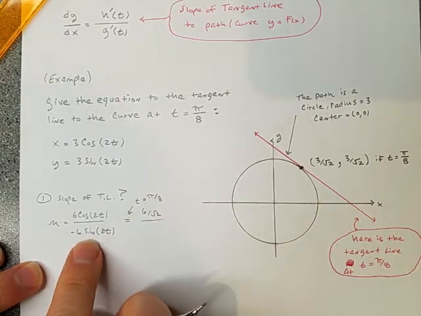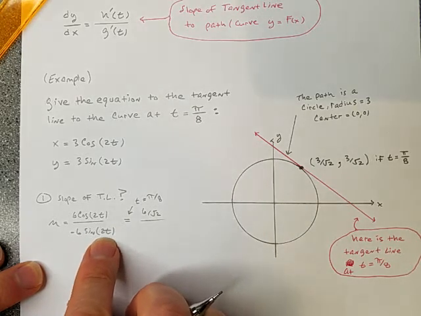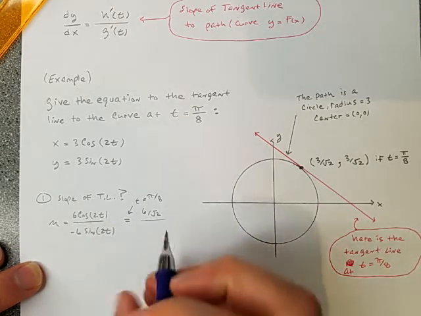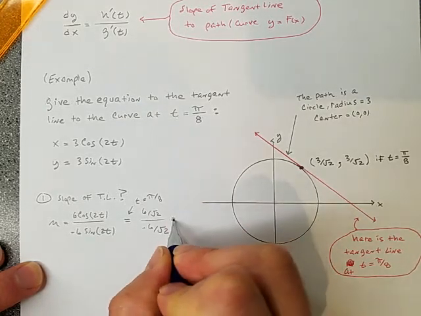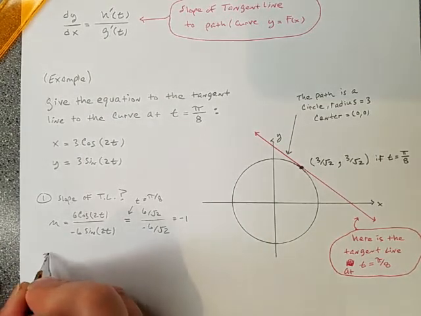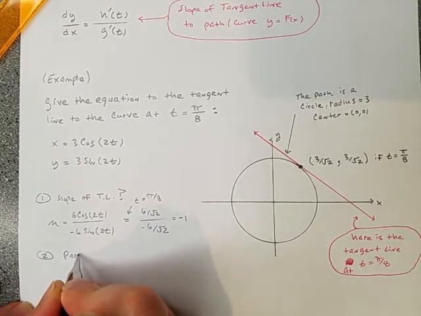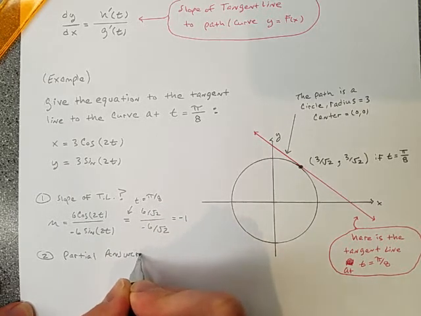And then down here, sine of, if I put pi over 8 in, that's going to be pi over 4. Sine of pi over 4 is 1 over root 2, so I'll get negative 6 over root 2. Okay, so while I did all that math, it turned out to be negative 1. All right, so now I have what would be a partial answer. I don't have a full answer to this one.